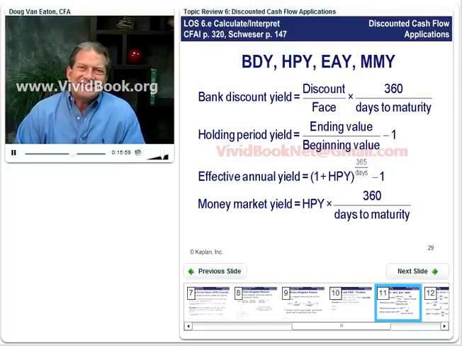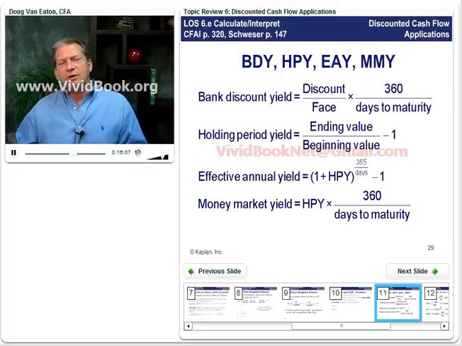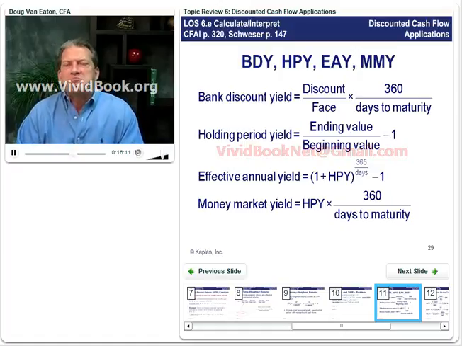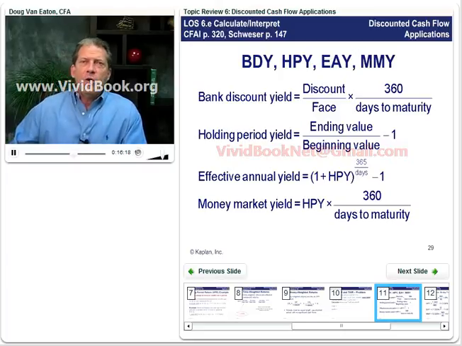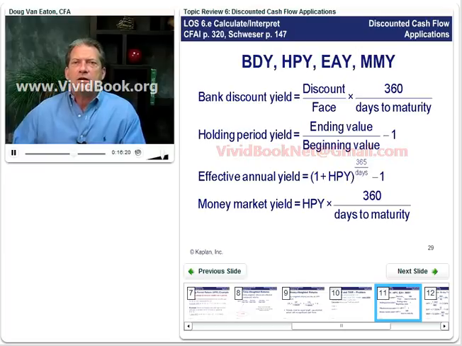So the bank discount yield is not really a yield, it's an annualized discount. And we're going to annualize this discount by multiplying by 360 over the number of days to maturity on our treasury bill or other money market discount instrument. Our holding period yield, we already know, is ending value over beginning value minus 1.